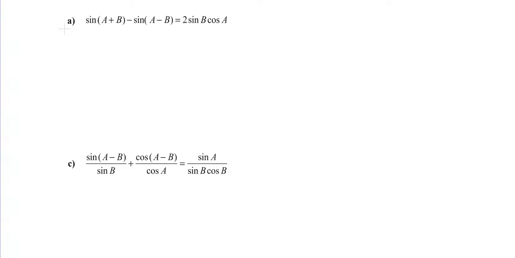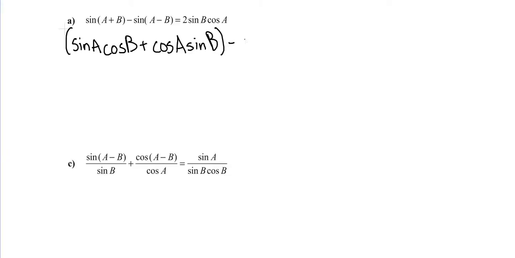Alright, so let's start off with A, and so we've got this sine(A plus B) minus sine(A minus B). So first thing that I want to do here is you look on your trig identity sheet, and you know that sine(A plus B) is equal to sine A cos B plus cos A sine B.